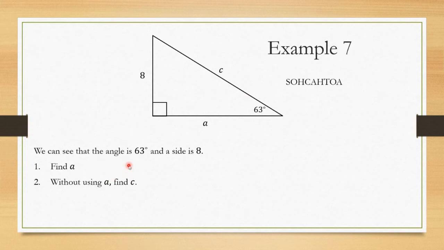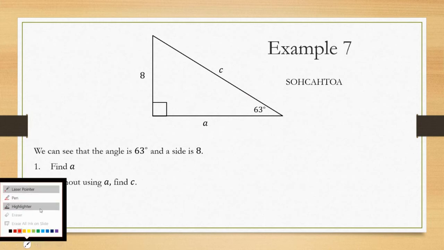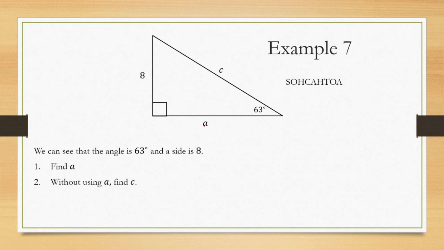So how would you get A? Well, notice that A is the adjacent side to 63. So for A, this is our adjacent side. We know the opposite side. So we have opposite, and we have adjacent we're dealing with. So we have to use tangent. That's the trig function we use. So we're going to use the tangent trig function here.